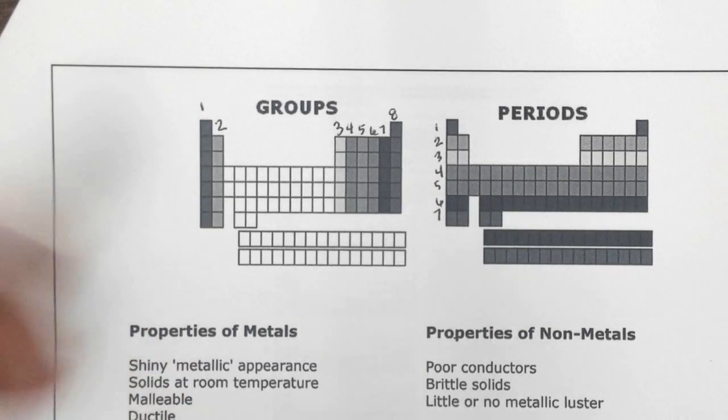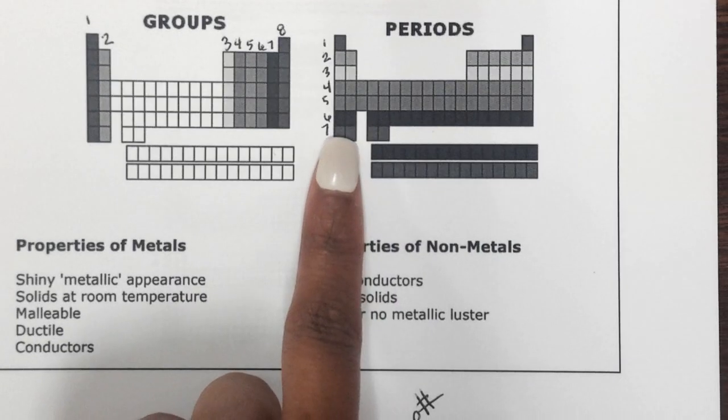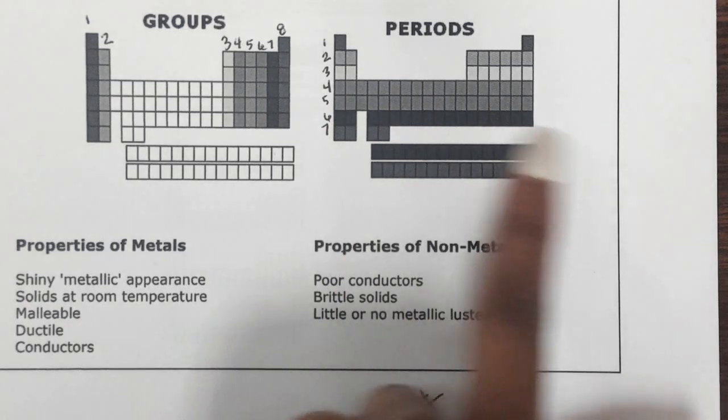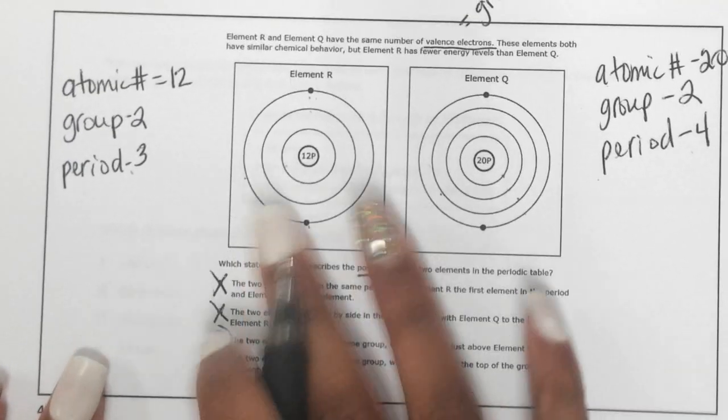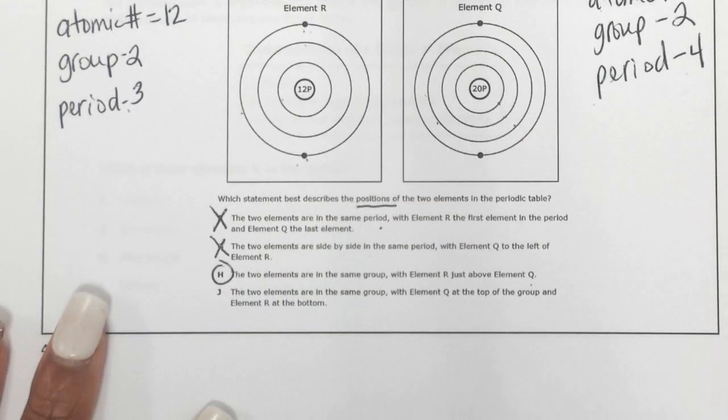So if you didn't know that groups were up and down, you would not know if they were in the same group. You have to know that periods go left to right, so that when you're looking on the periodic table, you know how to find the elements and identify the group and the period, even if you just had the atomic number.